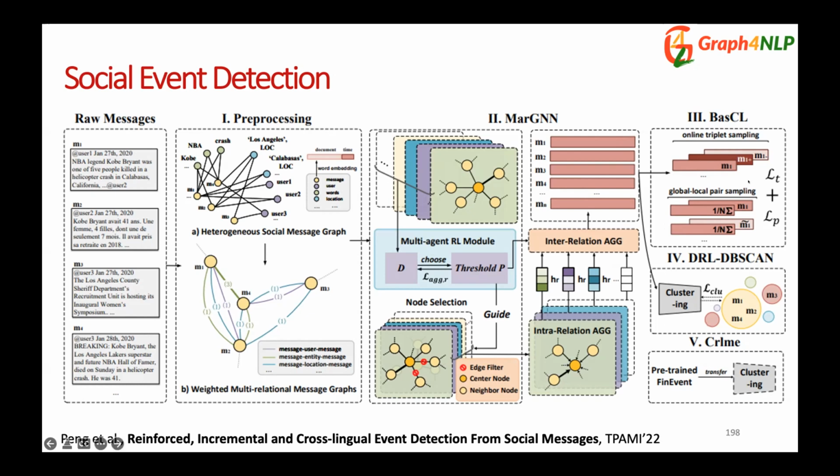And finally, based on the learned message representations, they propose a deep reinforcement learning based DBSCAN clustering algorithm. Basically, with reinforcement learning, they can automatically choose the two hyperparameters for this clustering algorithm, and in this way, they cluster the different social messages into different event clusters. For more details, we refer to the original paper.